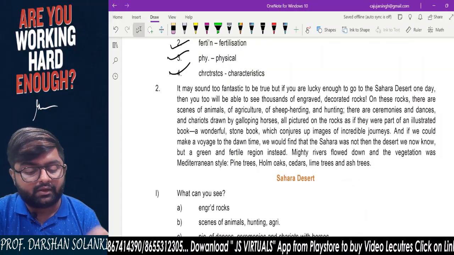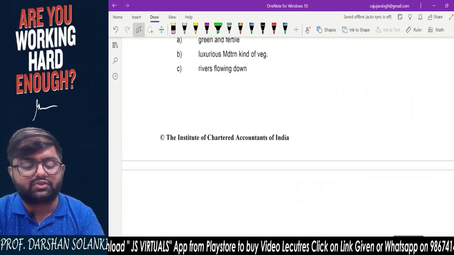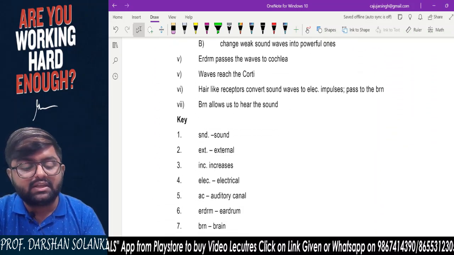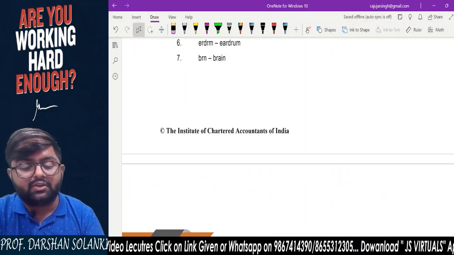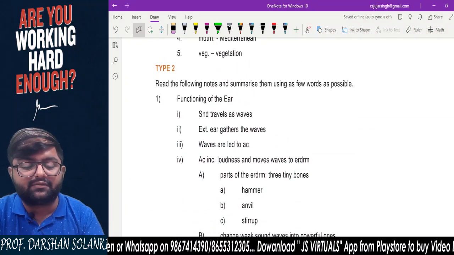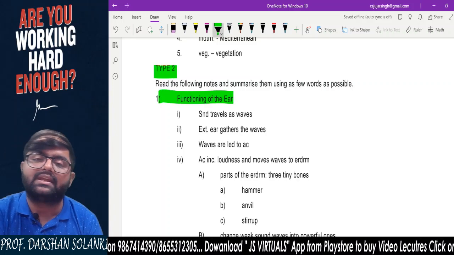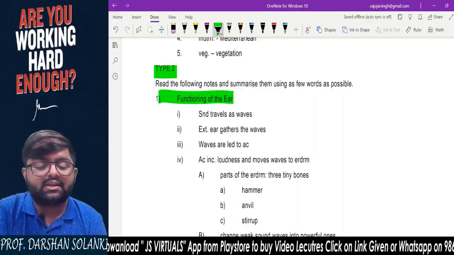Now one more example you have, Sahara Desert. You can solve this. The type 2 is nothing but summary. So what is summary? How have they made the summary? They have made the summary from this particular note making itself. How have they summarized it?